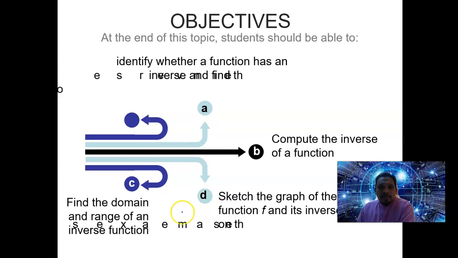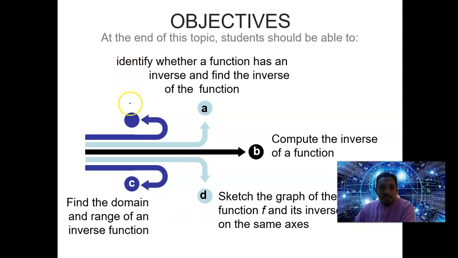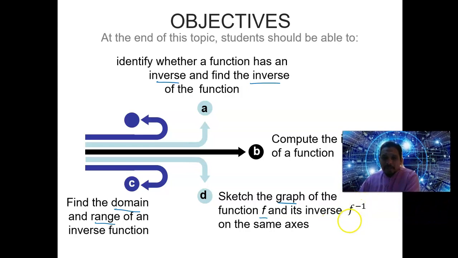So at the end of this topic, students should be able to identify whether the function has an inverse and find the inverse of the function. Then compute the inverse of the function. We're going to find out what is a function, find the domain and range, and sketch the graph of the function f and its inverse on the same axis.